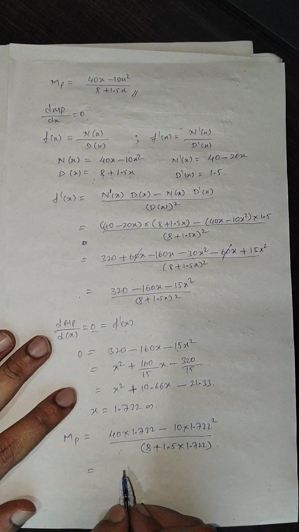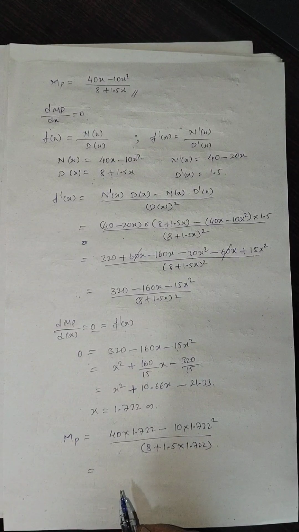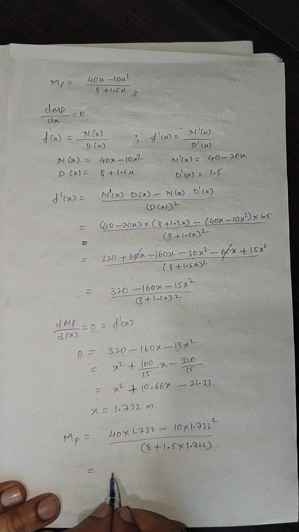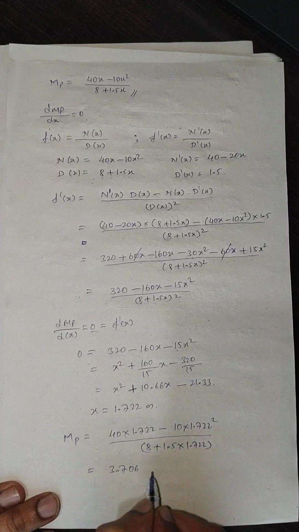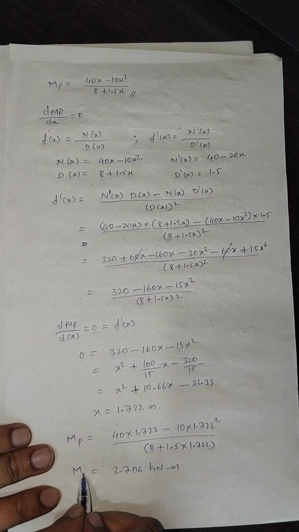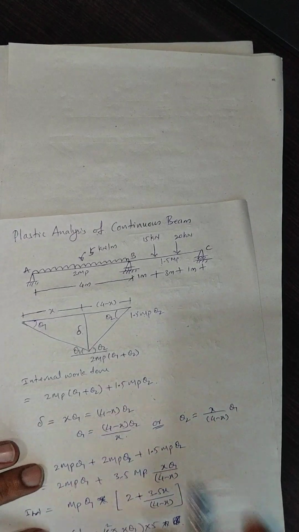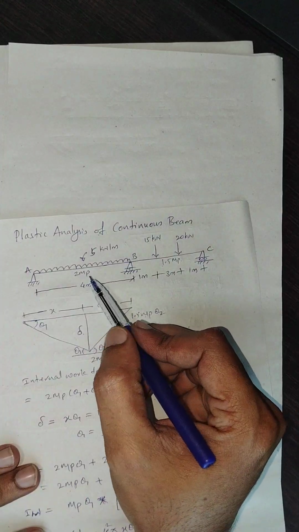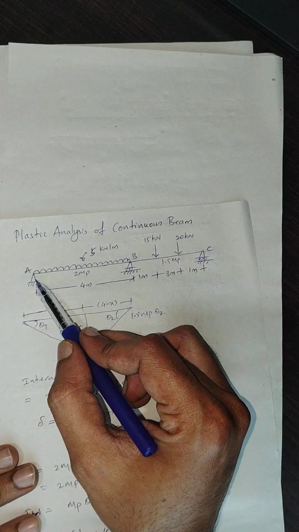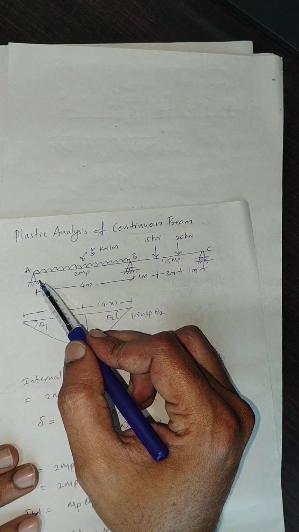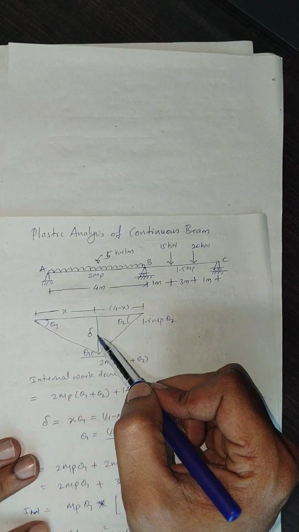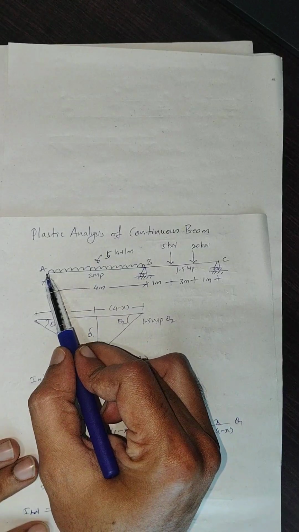So if I do this, the value of MP is 3.706 kilonewton meter. So this is the plastic movement for span AB when the UDL load is given and this UDL load is provided for simply supported beam. If in the case here we got a fixed end, then the maximum deflection of the span AB is expected to have at the center when this support is fixed.